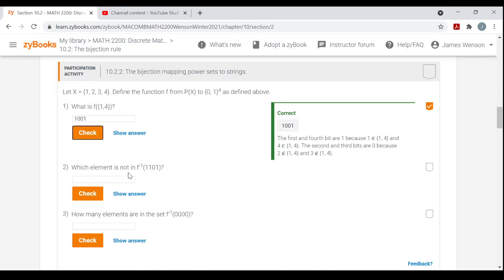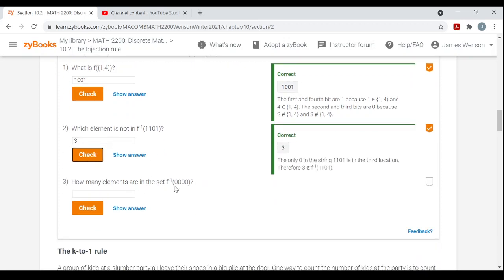Which element is f inverse of the next string? Now this is going back. It takes a bit string of length 4 to some subset of X, to some element of the power set. So it looks like {1, 2, 4}, but not 3.